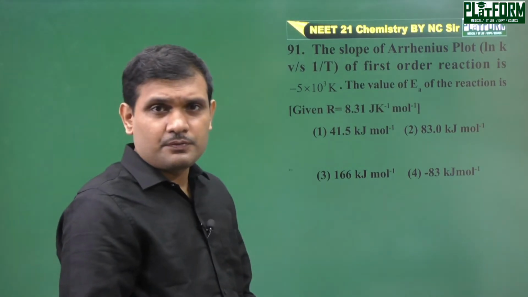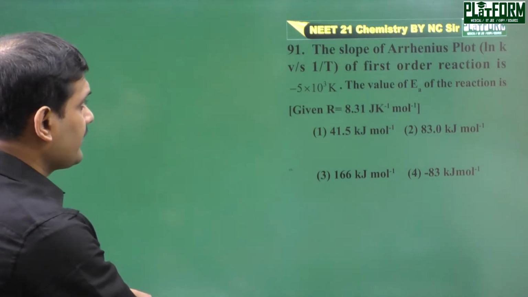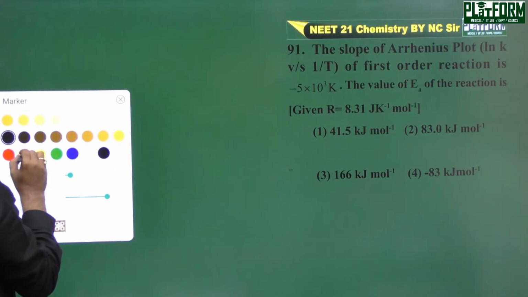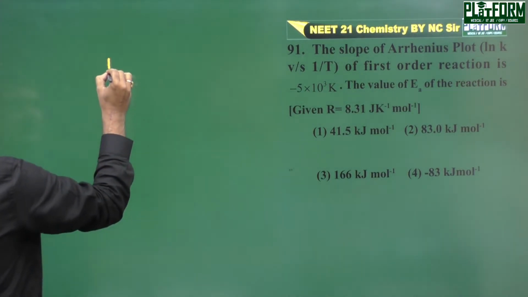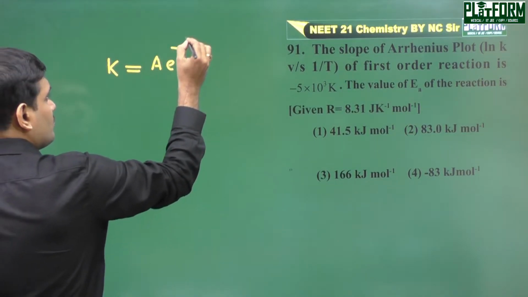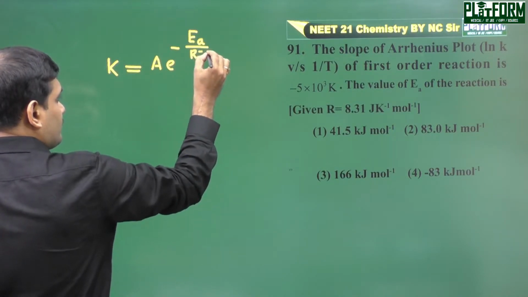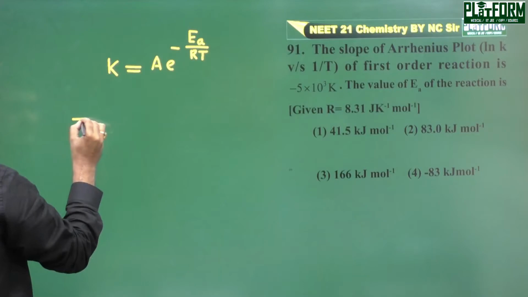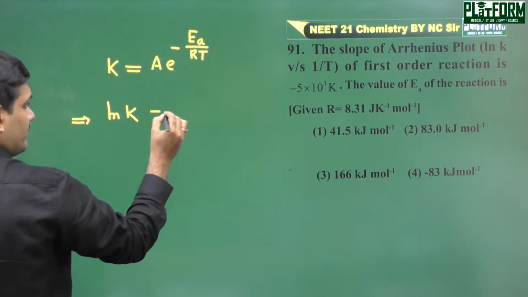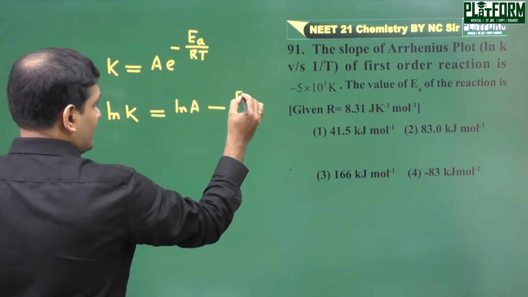Now again, a question from kinetics. Now in kinetics, it is the Arrhenius equation. We have the Arrhenius equation: k is equal to A e raised to minus activation energy by RT. It is the well-known Arrhenius equation. If you take log to the base e on both sides, you will get ln k = ln A minus Ea by RT.